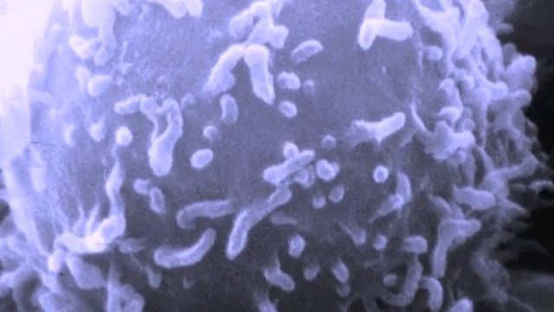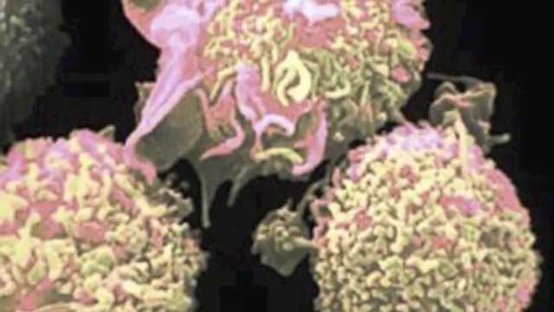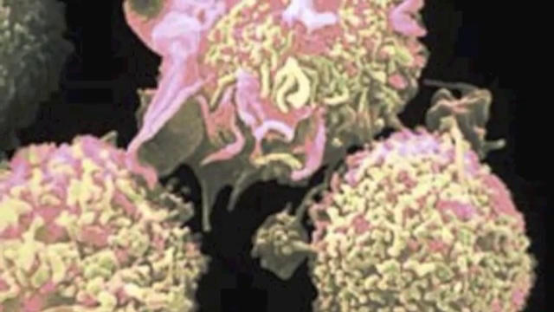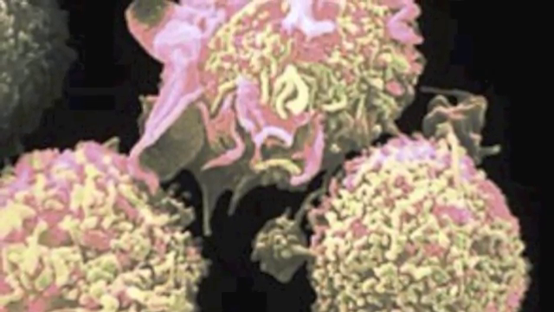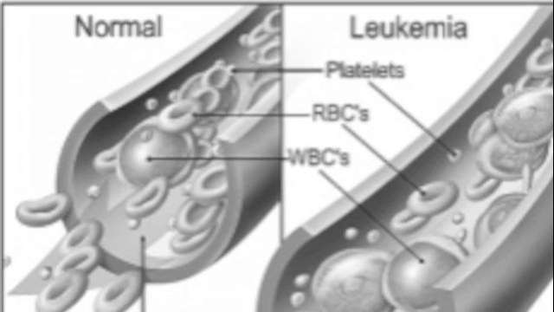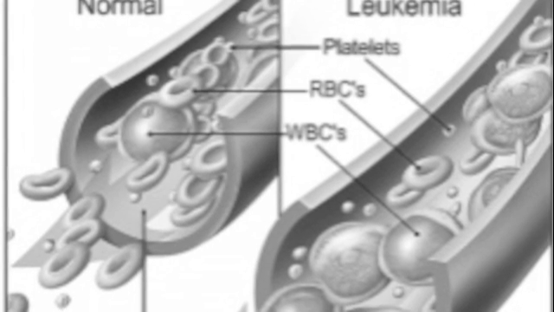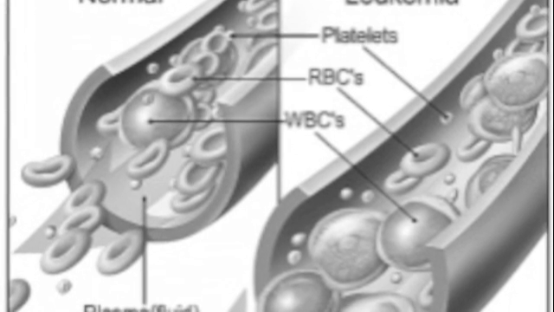This is a normal white blood cell. This is a mutated white blood cell. The mutated white blood cells are the cause of the disease leukemia. And leukemia blood cells don't die when they should, which makes them crowd out other blood cells, which disables the other white blood cells from working properly.